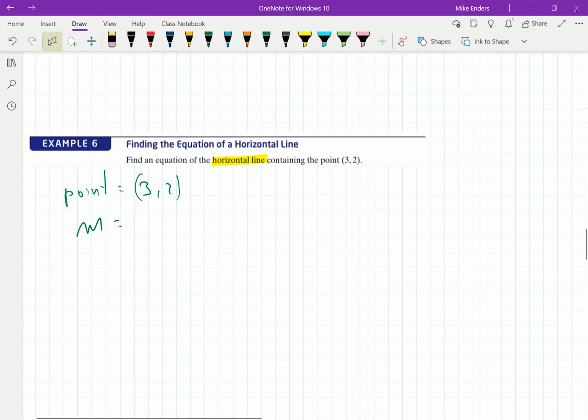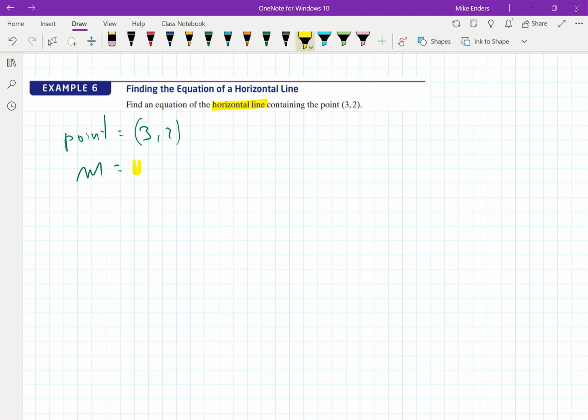So since I know it's horizontal, my slope is 0. Now I can use this to write my point slope form. I've got y minus a y value equals slope times x minus an x value. So those x values and y values are x1, y1. Let's fill in our values then. We've got y minus, my y value was 2 for my point. My slope is 0. I've got x minus, my x value of my point was 3.